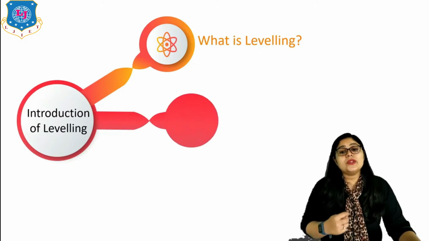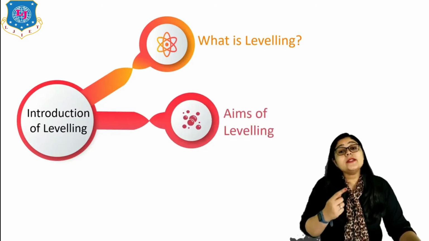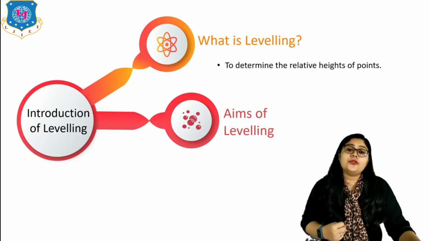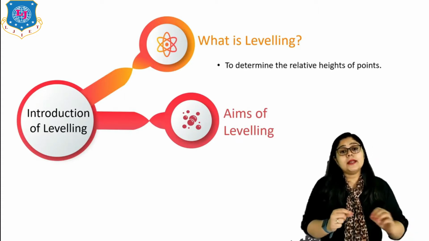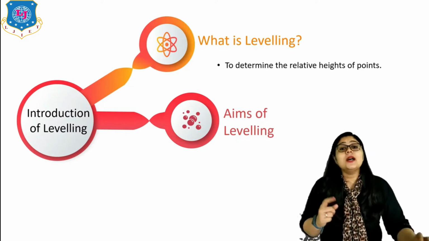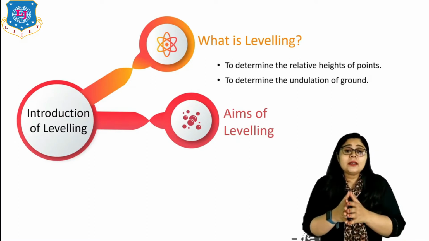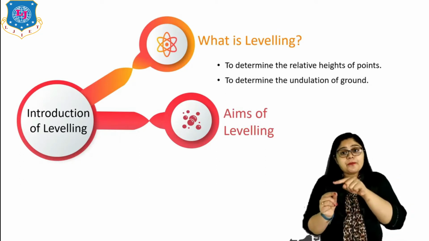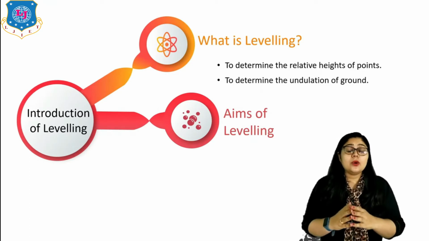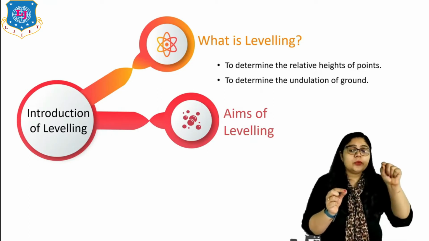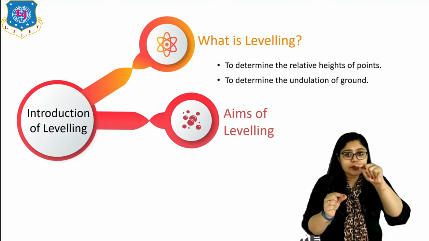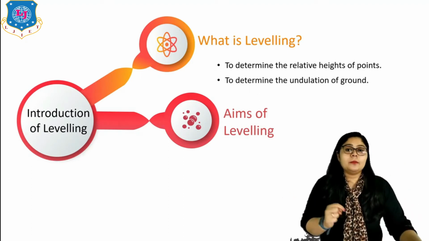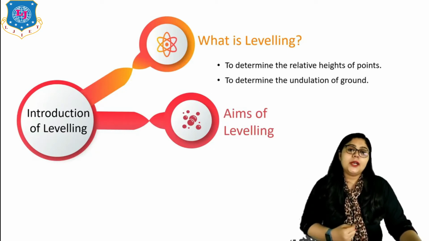Now, the second question that comes in our mind is, what is the aim of leveling? Basically, there are two aims, in which the first aim is to determine the relative heights of points, right? And we can determine the undulations of ground. Now, what are undulations? It means uneven surface of ground. So by knowing the level difference between two points, I can identify what is the actual ground condition or what undulations are present at that point, right? So that is the aim of leveling.